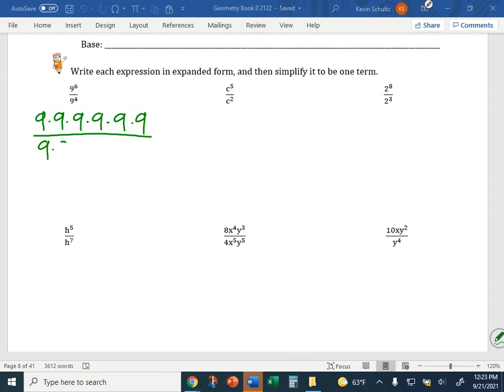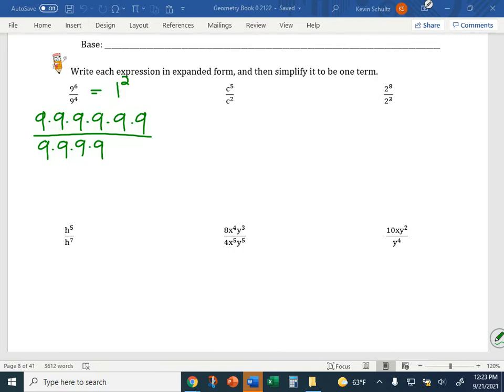And the reason why I want you to practice this in expanded form first is because inevitably, always, someone's going to just use the shortcut without thinking it through and say, oh, let's see, 9 divided by 9 is 1, and then 6 minus 4 is 2. My answer is 1 squared. But what's wrong with that? Right? Because coefficients are simplified. 9/9 is 1. If that's what you put, then that's why we're doing expanded.